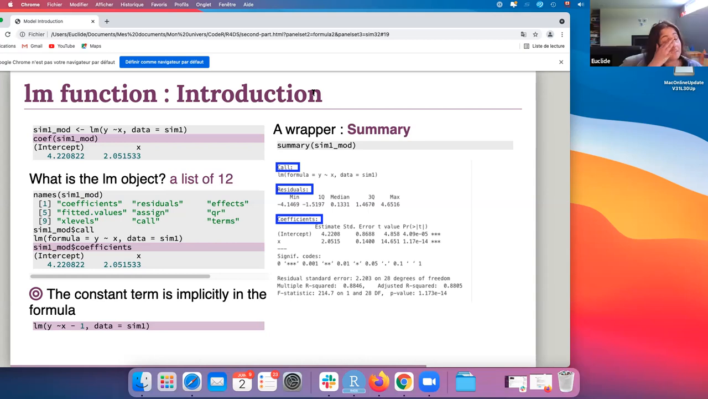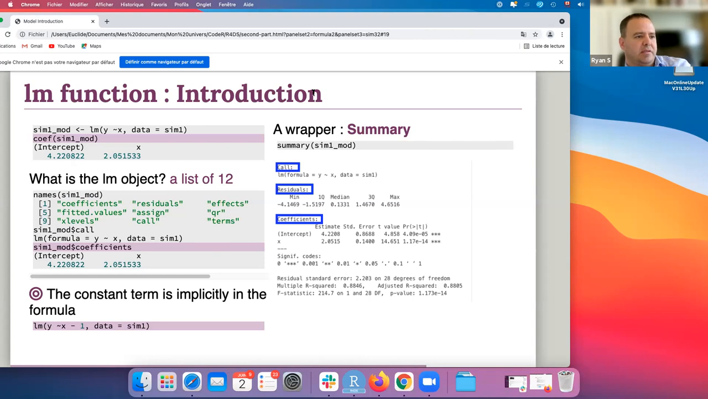So when we get these coefficients, we have the X and the intercept, or the X and the Y, which says that the best fit line is one with a slope of 2.05 and a y-intercept of 4.22. That's the best one.